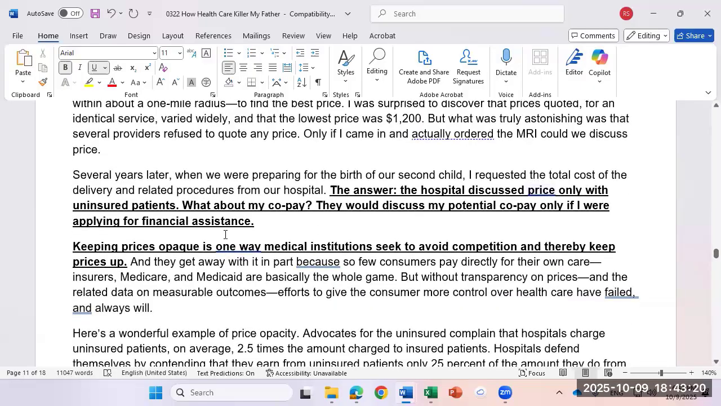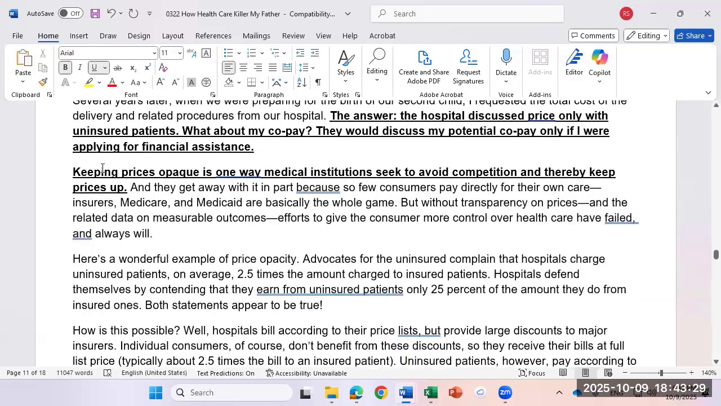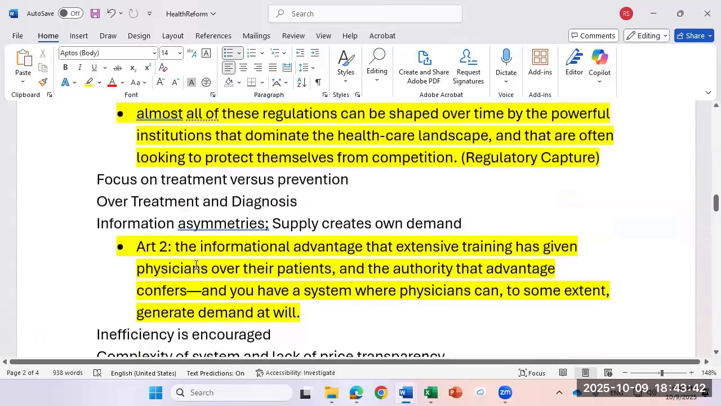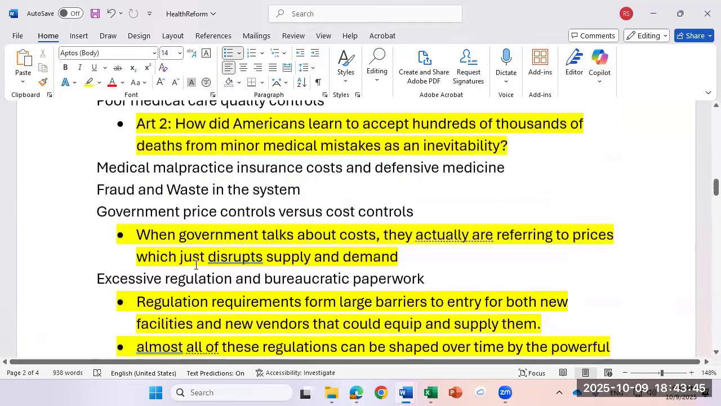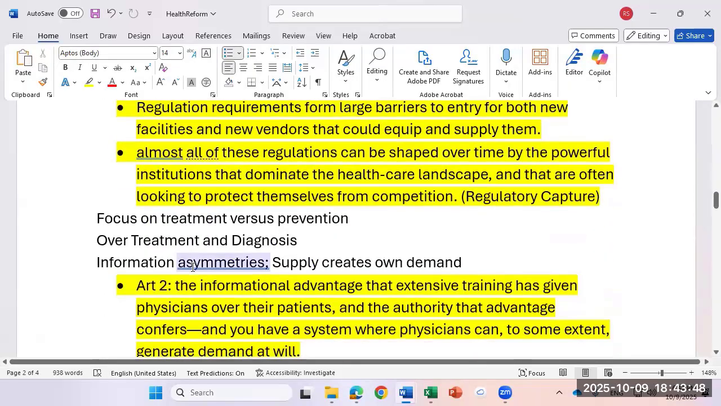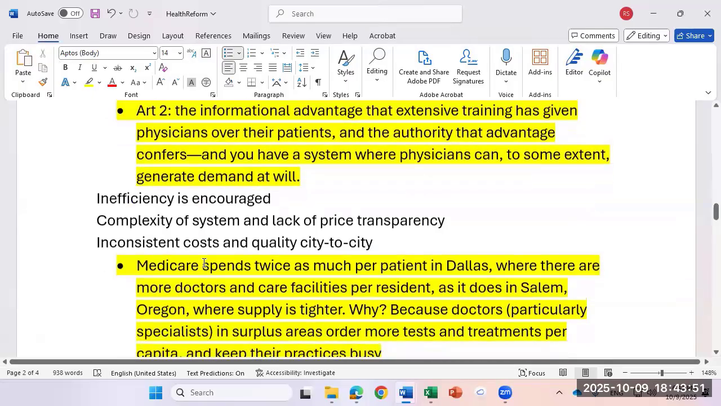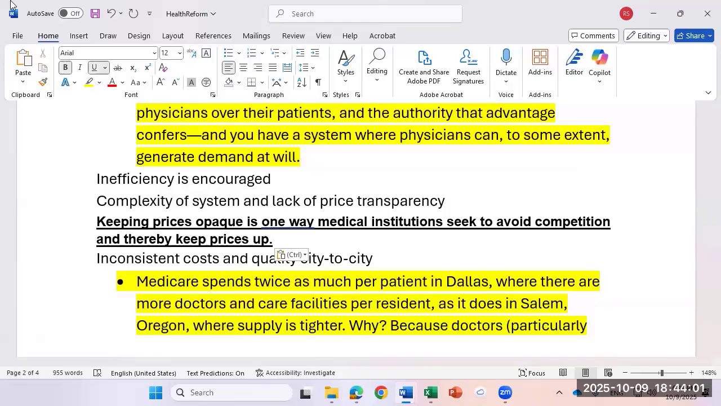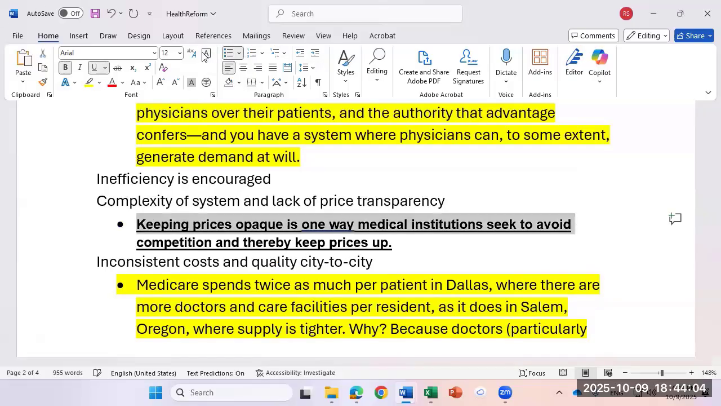The answer, the hospital discussed price only with the uninsured patients. What about my copay? They would discuss my copay only if I needed assistance. So keeping prices opaque, this is a big part. This is part of the rubric. I don't remember where it is, but you'll probably find it. You can probably search on prices. I forget, and it's somewhere in here. Oh, right here. Complexity of system and lack of price transparency. That's actually part of the strategy.